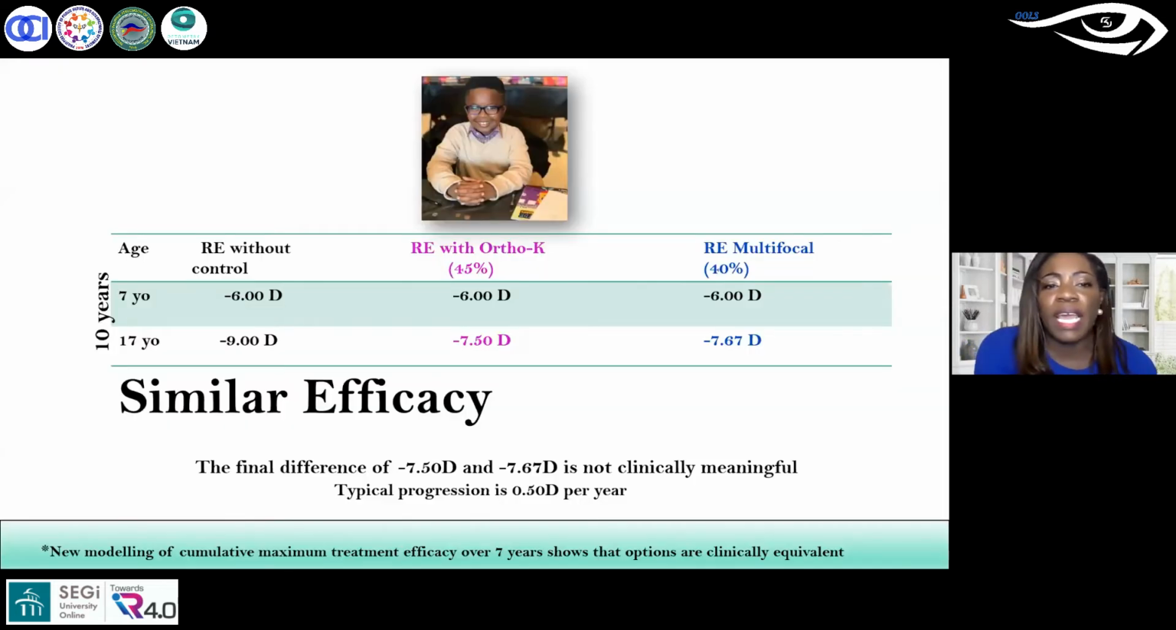But if we look at the Ortho-K versus the soft multifocals as far as efficacy, and I said they have similar efficacy, let's take a look at this child. So we have this child here, and he's 7 years old.